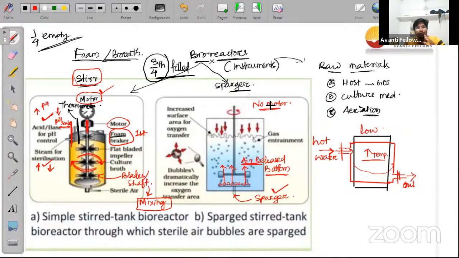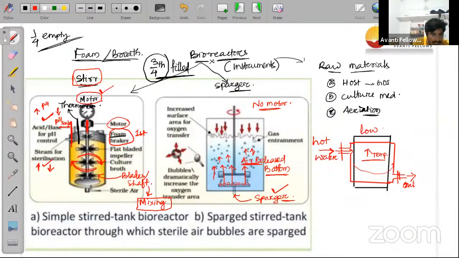In stir type, a motor was present, but in the case of sparger type, no motor will be there. The role of the motor was to help mix up the raw material. But in sparger type, at the bottom there will be a sparger with minute pores, through which air will be released into the container from the bottom side. This air will help in mixing the raw material and all other material. It will help in mixing and aeration. This is how the product will be produced, and the product will be released from the bottom side only.